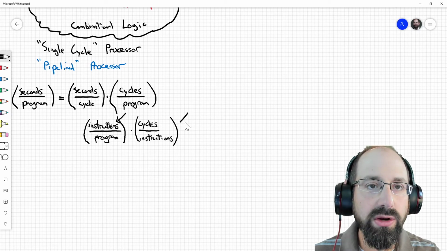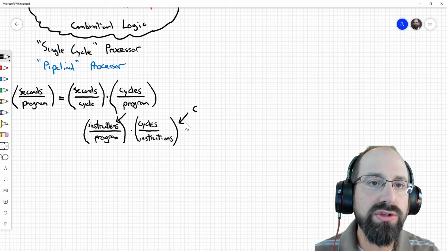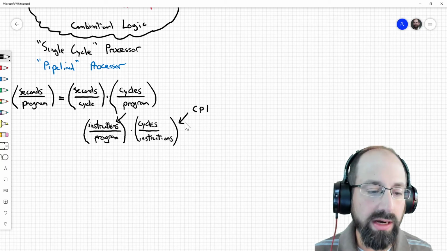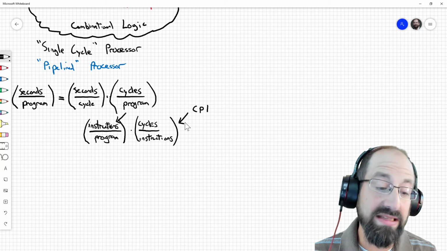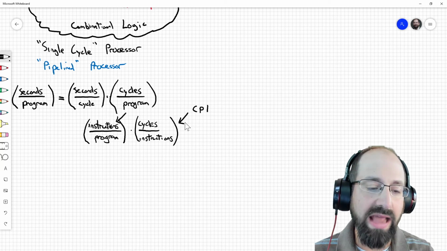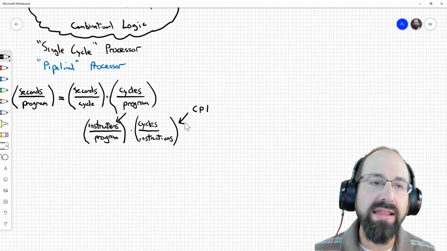This is such a common quantity, and it's literally just cycles over instructions, cycles per instruction. We hear it referred to as CPI very often. So if you see that term already in chapter 1, CPI, that's literally just the ratio of the number of clock cycles per a given instruction, and it tends to be an average. And we'll see why that's an average.